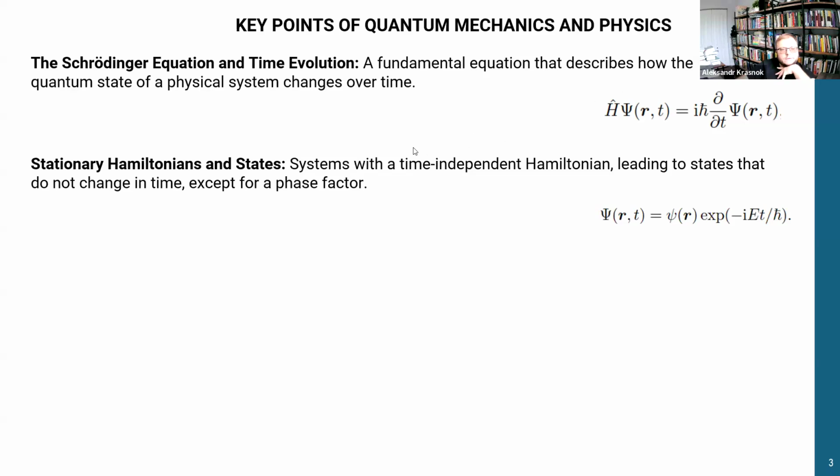A particularly important case is when this Hamiltonian doesn't depend on time. We call these solutions stationary solutions. The solution, of course, depends on time through this exponential factor in here, but the amplitude doesn't change in time, and so the probability of finding the system in this or that point in space doesn't depend on time.